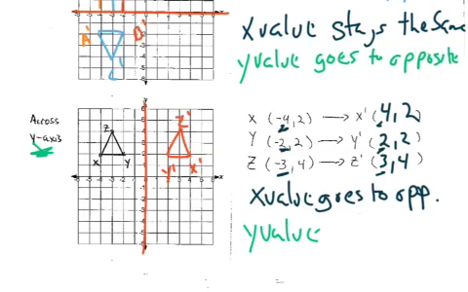And the y value, what's happening to the y value? Well, y is 2, 2, 2, 2, 4, 4. Notice y value now stays the same. And again, you can see that. Notice how the y value from Z to Z prime, they both have a y value of 4. X and Y both have a y value of 2. They stay. The difference is their x values go to their opposite.